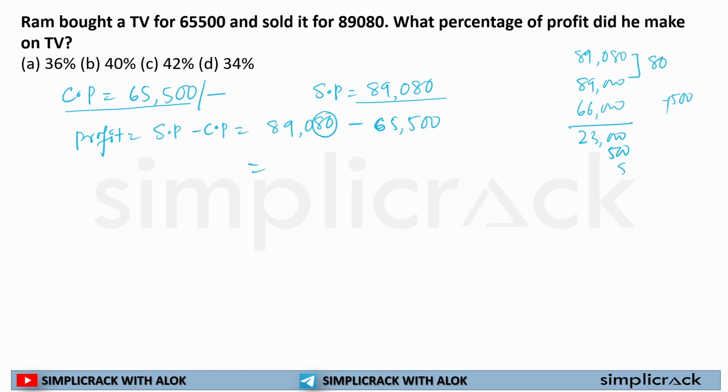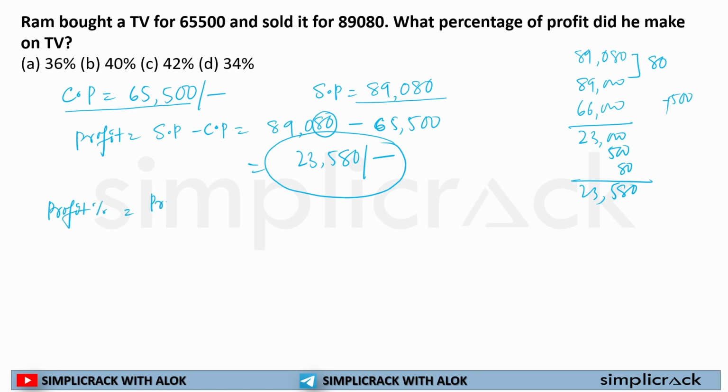So my total difference is what? 23,580. 23,580 is my total difference, and that's my profit. But here my work is not done. My work is all about profit percentage.